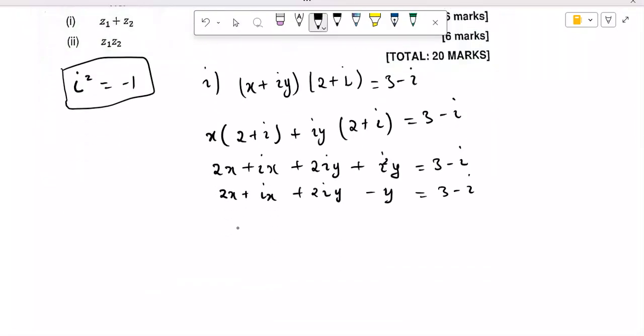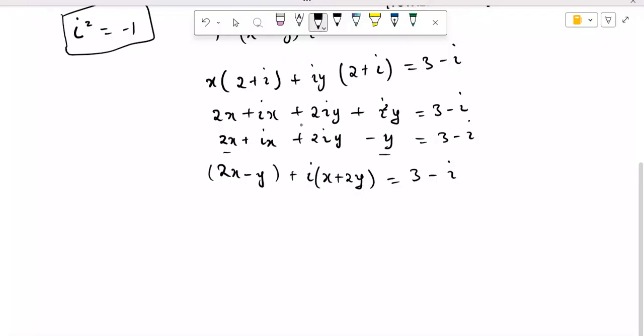So here we can group like terms. You've seen these have i, and these ones don't have i. So you have 2x minus y, these don't have i, you can put them in the bracket, plus this, then we can take out i here. i is common in here and here, so I take out i, then you have x plus 2y, equal to 3 minus i. So now we've completely separated i and the independent variables.